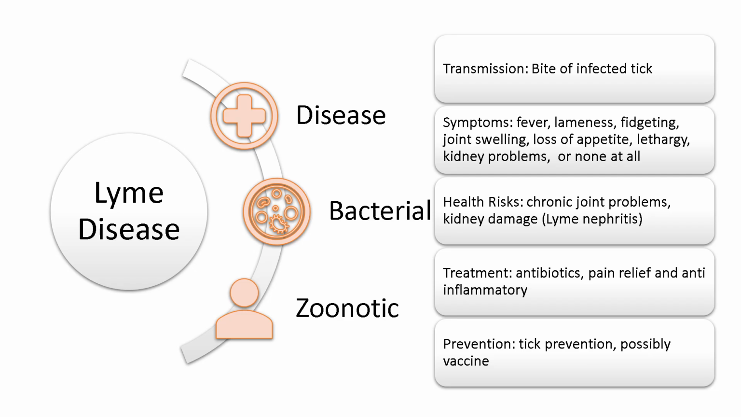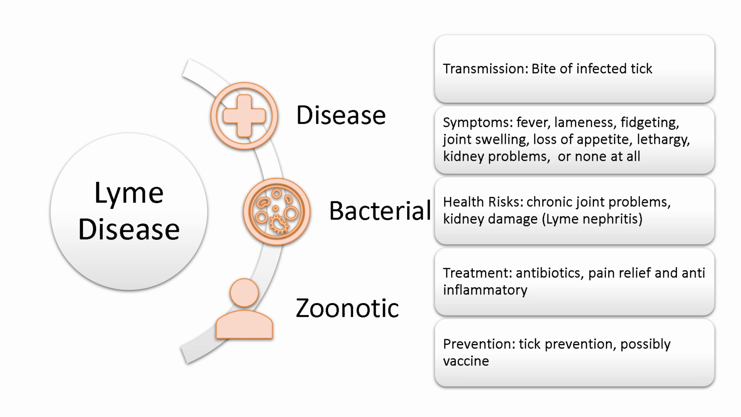Lyme disease is a disease caused by a bacterial infection. It's transmitted through the bite of an infected tick, primarily the black-legged tick, which carries the bacteria. The bacteria are transmitted to the dog during the tick's feeding process. Around 4% of tick bites to humans in the UK lead to Lyme disease, and it is more prevalent in southern England and the Scottish Highlands.